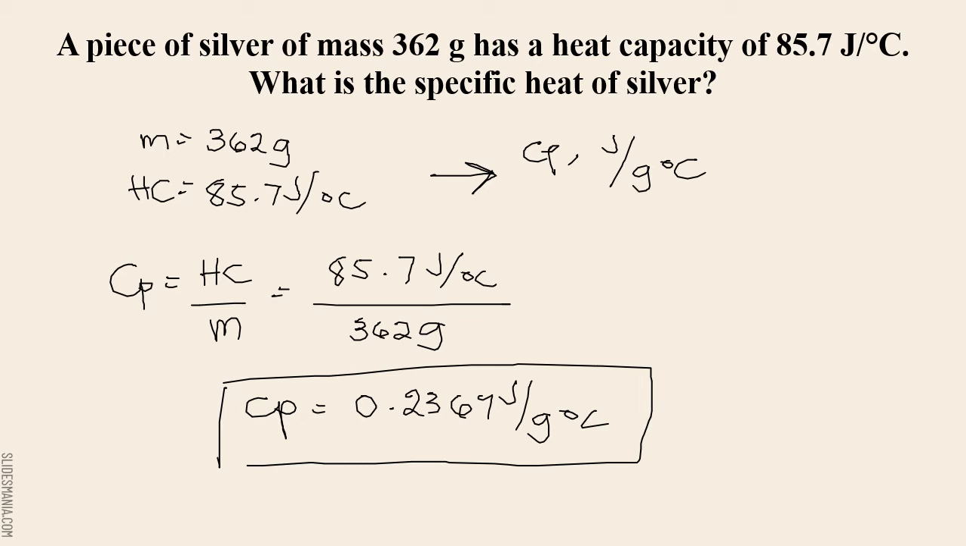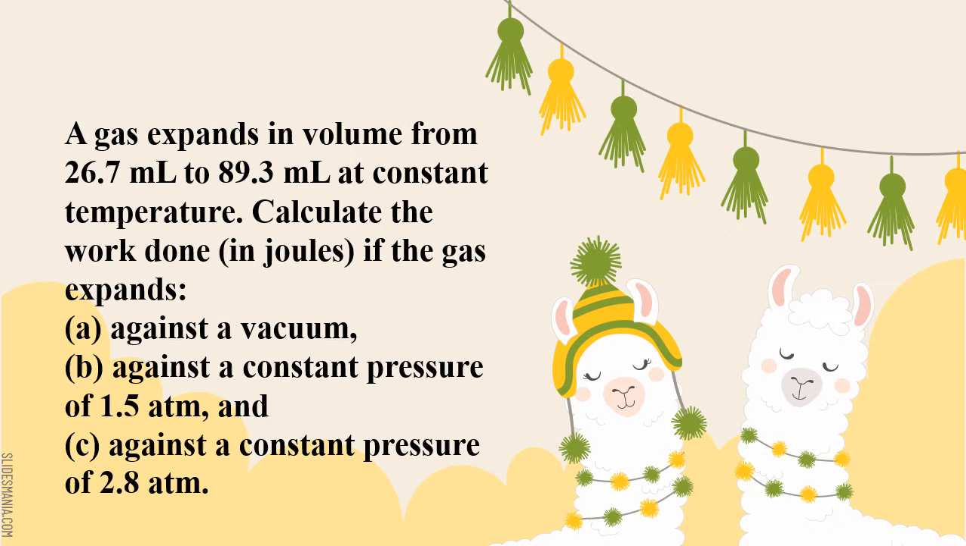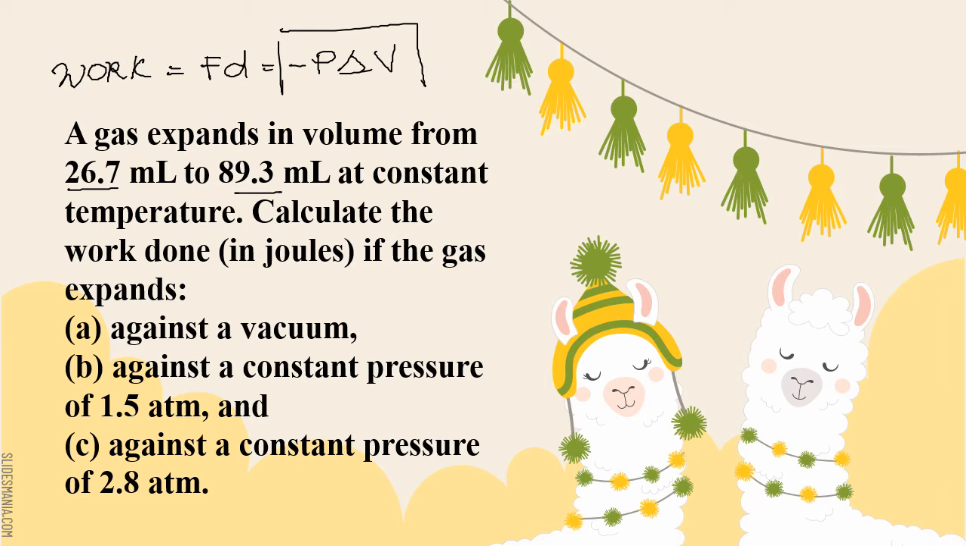Okay, now let's proceed with our next video. For this next part of the video, we will be calculating for work. For work, we have two working equations: FB and negative P delta V. But looking at this problem, you have volume and you have pressures. Therefore, we will be using negative P delta V to calculate for this problem.